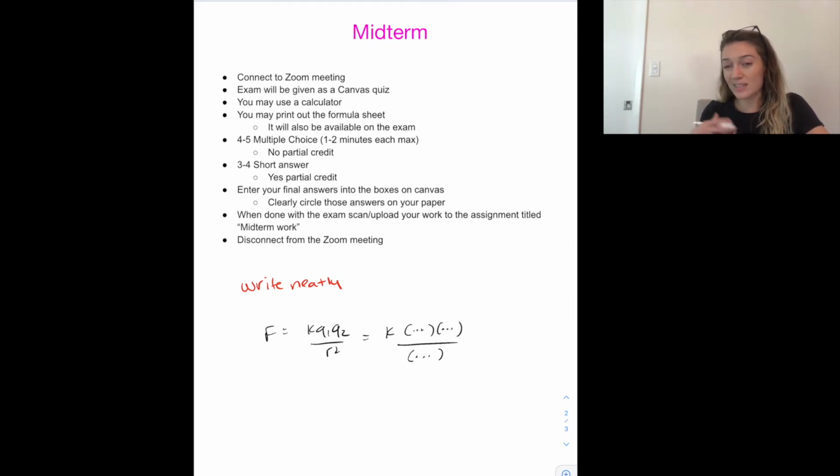However, if it's not clear where the numbers came from, or it's not clear what formula you're using, then we just take off points, however many points is reasonable.